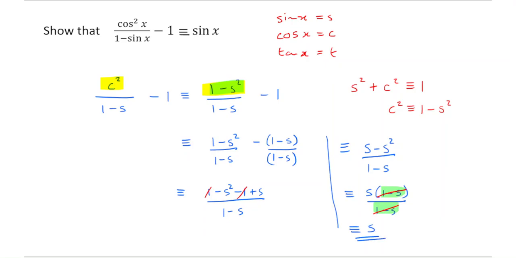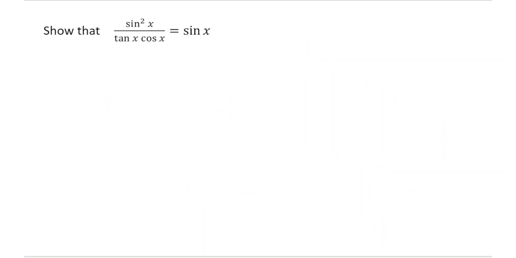So a couple of different ways to do the same thing, but that's how we get our answer. Let's try another one. Question 3. Sine squared x divided by tan x cos x is identically equal to sine x. Okay, same thing. We're going to try to take the left-hand side and make it look like the right-hand side.